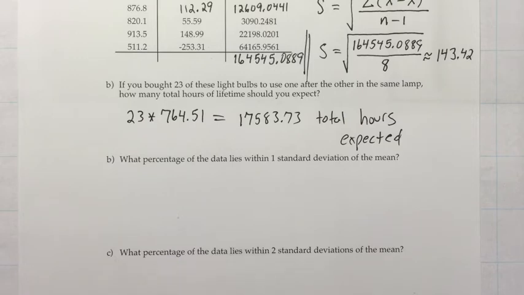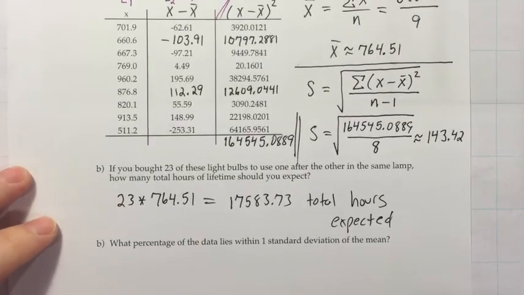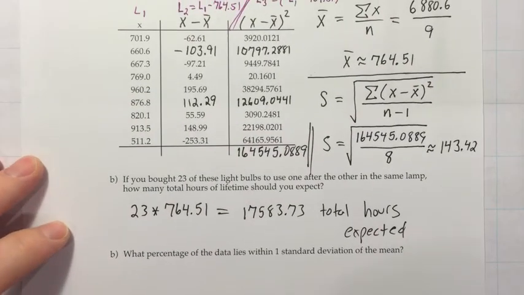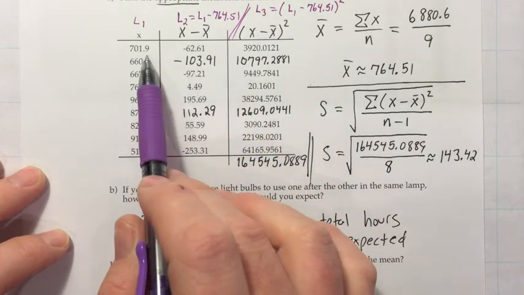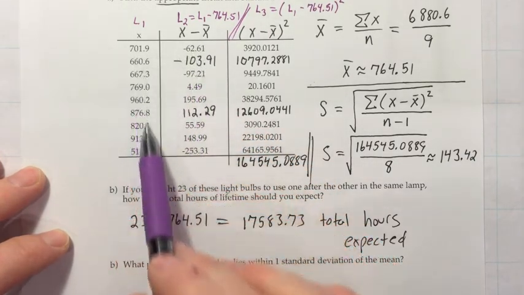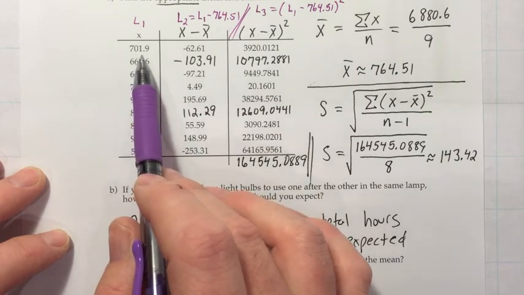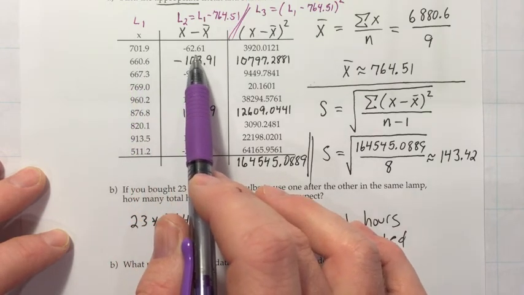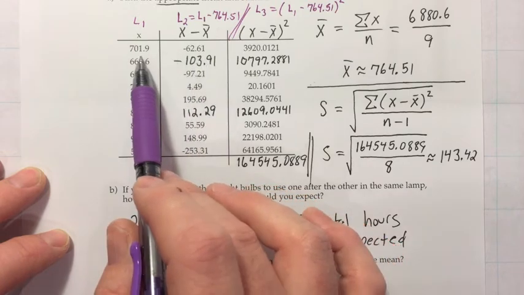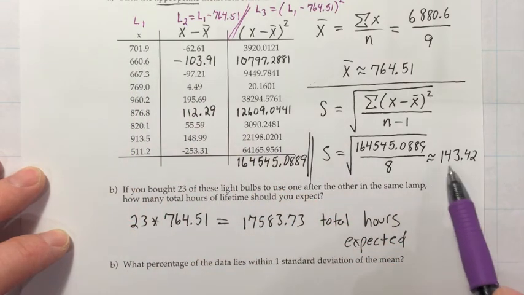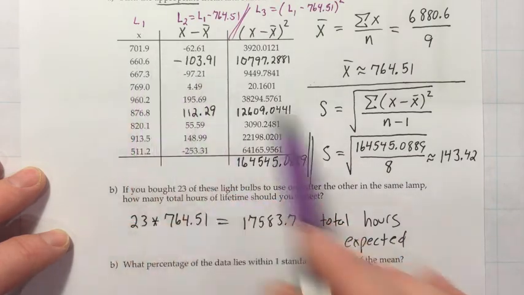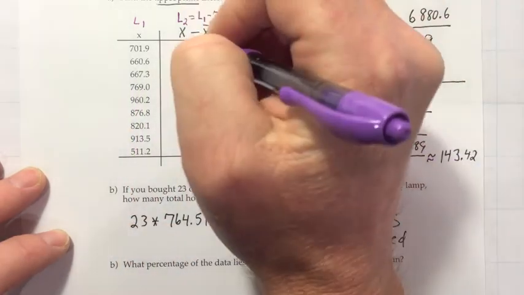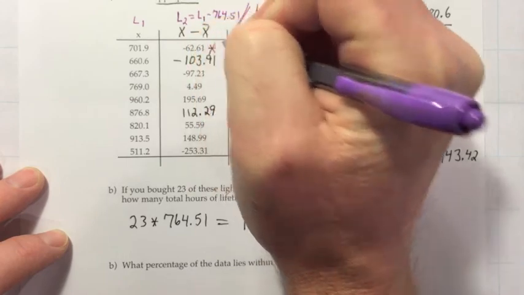So there's a couple different ways to do this, but when you have just made a table, I think the easiest way to answer this question is to just look at the deviations themselves in the list. This tells you how far away from the mean each of these data values was. So the 701.9 was 62.61 units away from the mean. And the standard deviation was 143.42, so apparently that distance away was less than one standard deviation worth of distance. So I'm going to mark that one with a star.